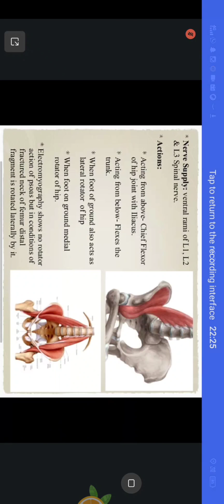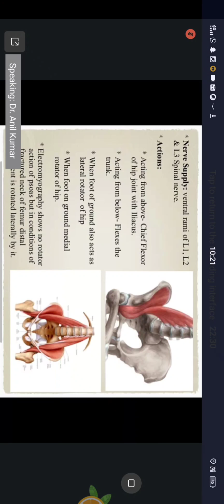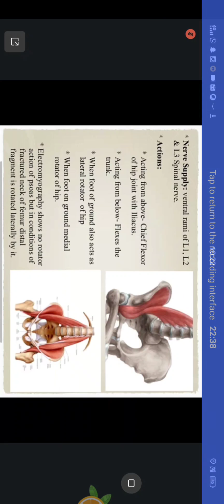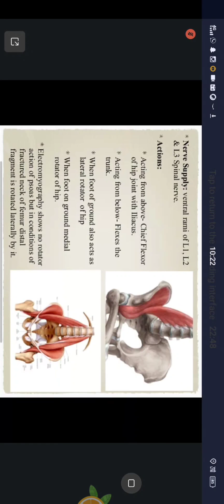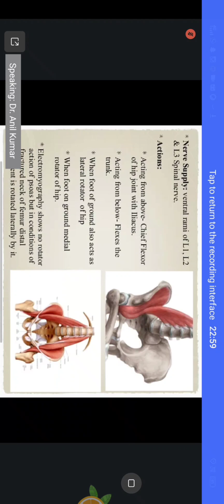Another thing is, when the foot is lifted from the ground, it also acts as a lateral rotator of the hip joint. And when the foot is kept on the ground, it acts as a medial rotator of the hip joint. Another thing we have to remember is that psoas major along with iliacus are the important muscles keeping our entire trunk in erect posture. If these two muscles are weaker, the erect posture of the trunk will not be maintained.